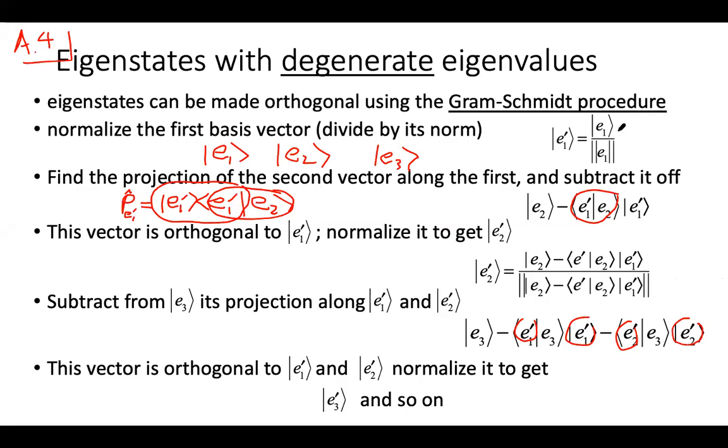In any event, that's the steps. I normalize E1, turning it into a unit vector. I find the component of E2 along E1, subtract that from E2, and as that picture hopefully just demonstrated, that is orthogonal to E1, or E1 prime. I normalize it to get E2 prime. Now I've got two vectors which are perpendicular, normal to each other. I subtract the projections of E3 along those two directions from E3. I get a third vector which is normal to the first two. I normalize it to get a unit vector E3 prime.